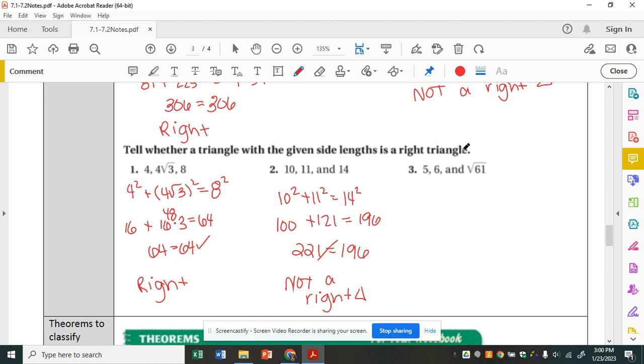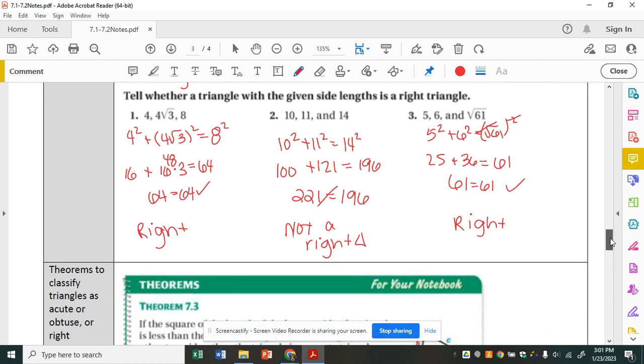Okay, and this last one, again, you could test this out in your calculator, get the decimal version to make sure that this is the longest side, which it is. So I'm going to set it up as 5 squared plus 6 squared equals the square root of 61 squared. 5 squared is 25, 6 squared is 36. When you square the square root of 61, there's no outside number that you need to square. You're just canceling out the exponent and the radical, and you're left with 61. So when I have 25 plus 36, I also get 61. 61 is equal to 61, so that means that these side lengths would form a right triangle.